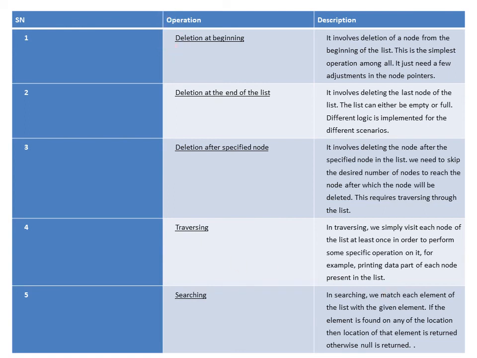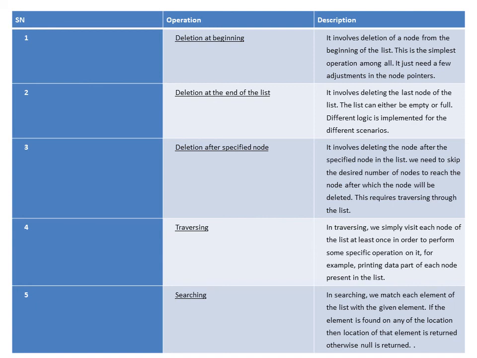Then traversing. What is traversing? In traversing, we simply visit each node of the list at least once in order to perform some specific operation on it. For example, printing the data of each node present in the list. If I want to print, assume that these are the nodes which are connected, it will travel like this. This is called traversing.